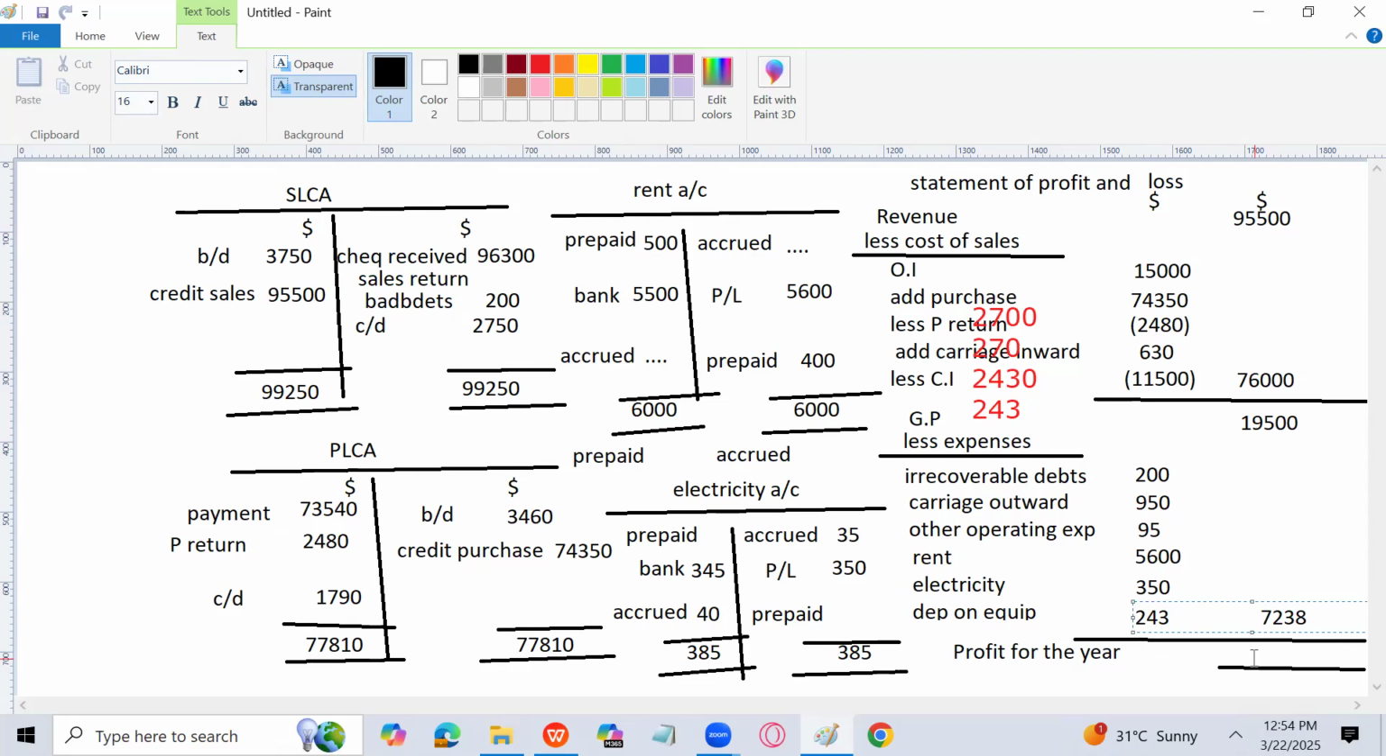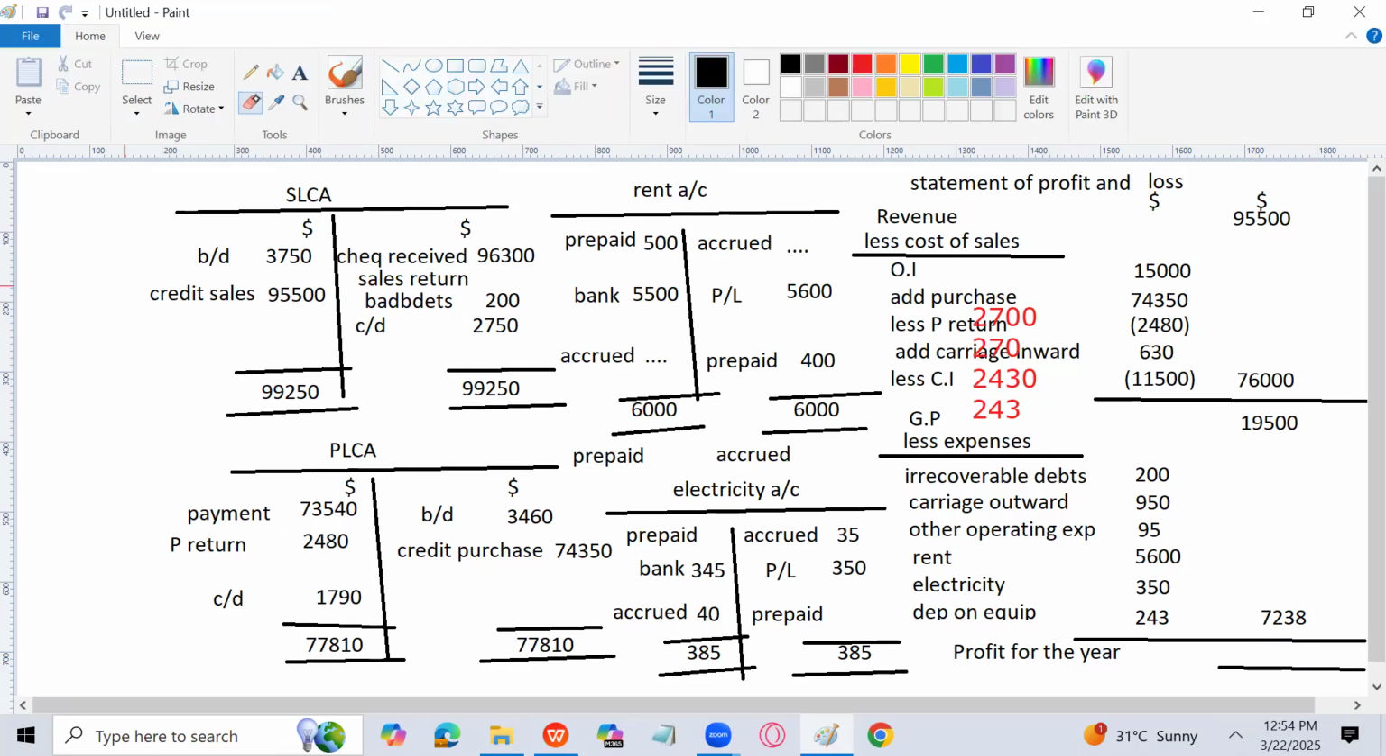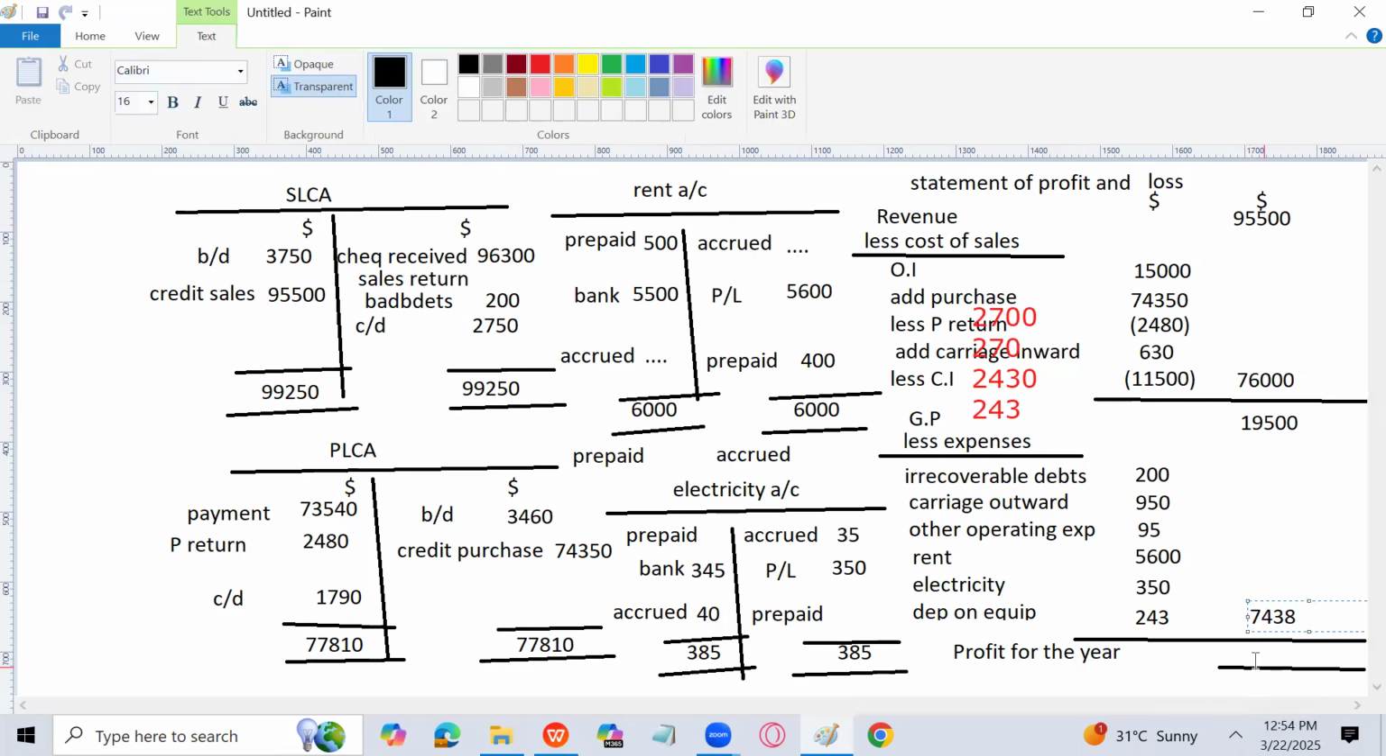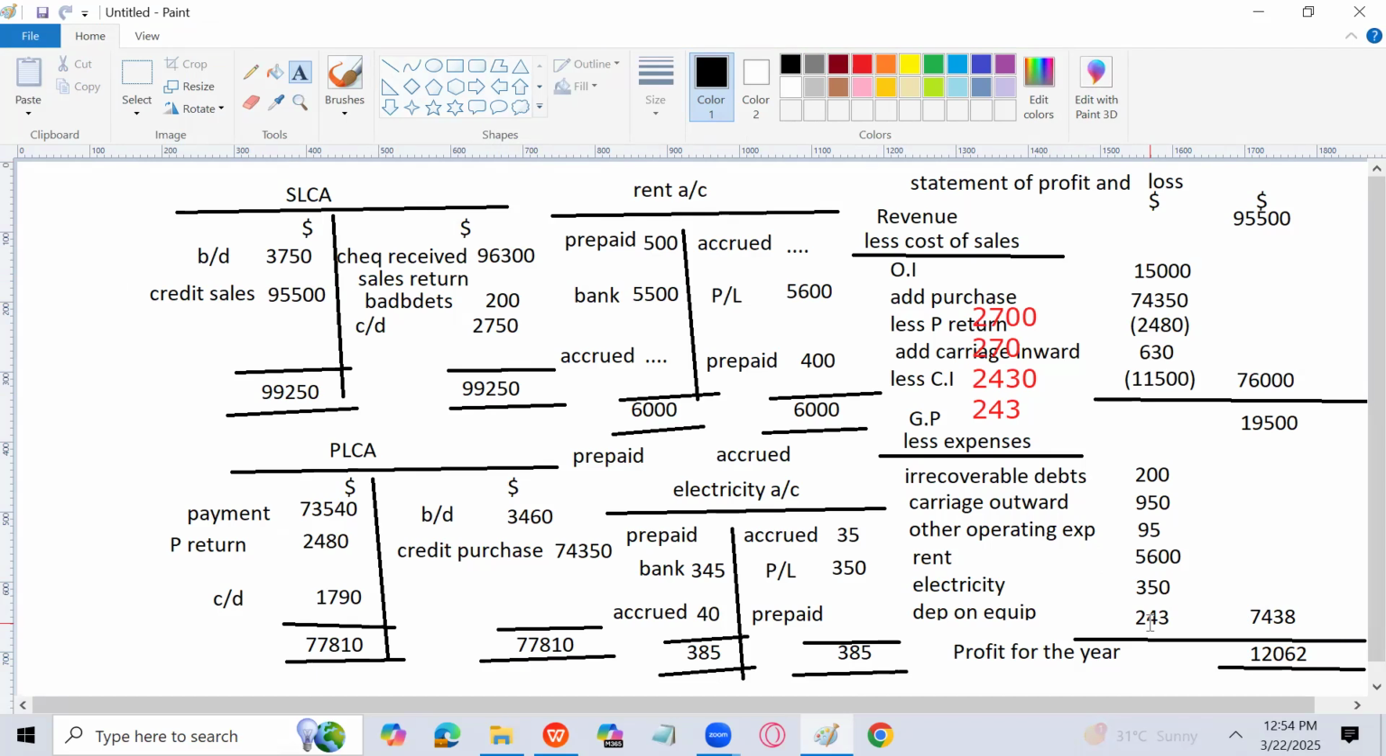38. Okay, and profit is 7438. That is, yeah. 7438, and answer is 12,062 is the profit for the year. So we are done with this. We have calculated the profit for the year, and the question has been completed.